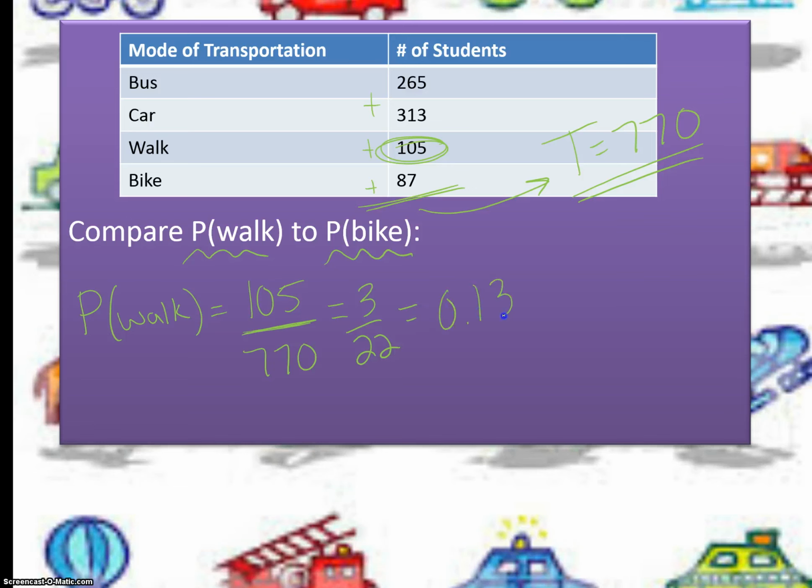It's 0.136, and the 3 and 6 repeat, so I put the bar over the 3 and the 6. The 1 does not repeat, so I do not put the bar over that number. Now, this is tricky and a great review for you.